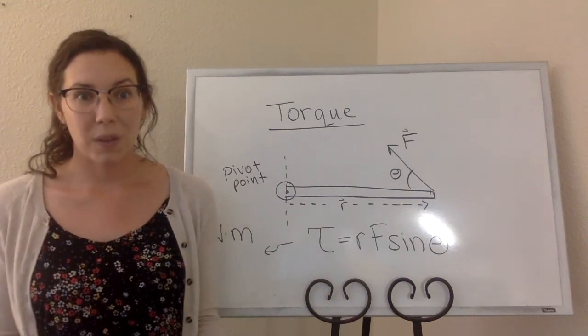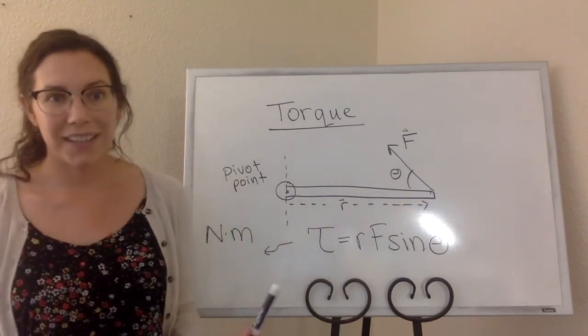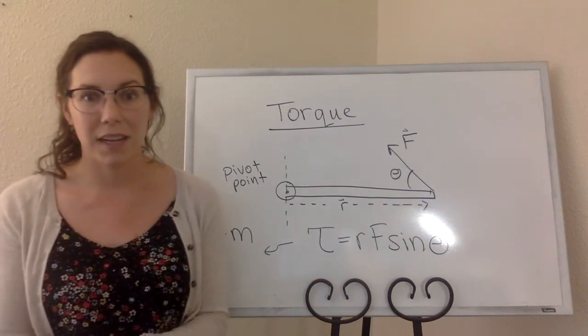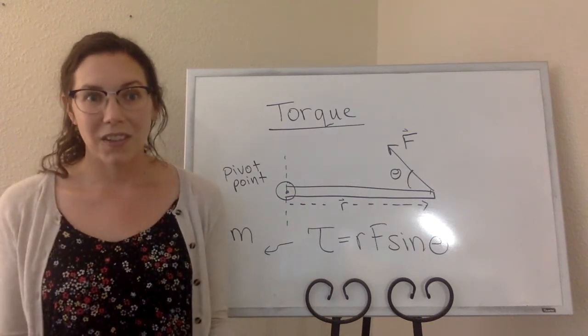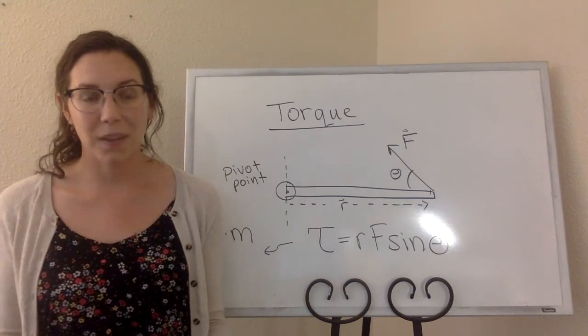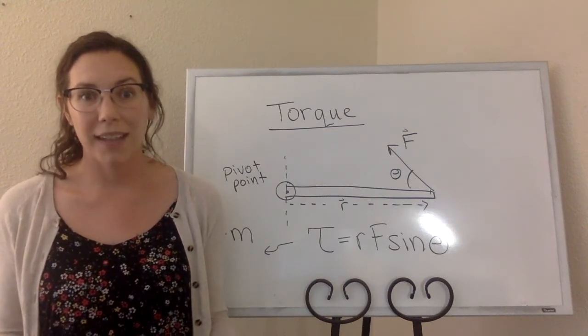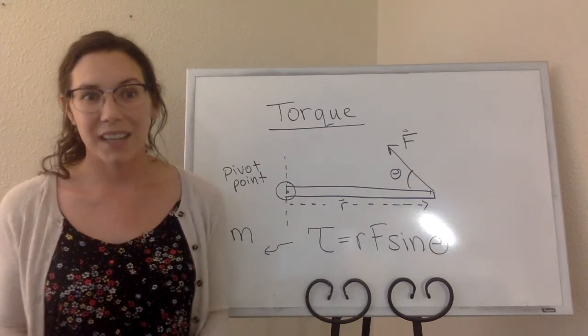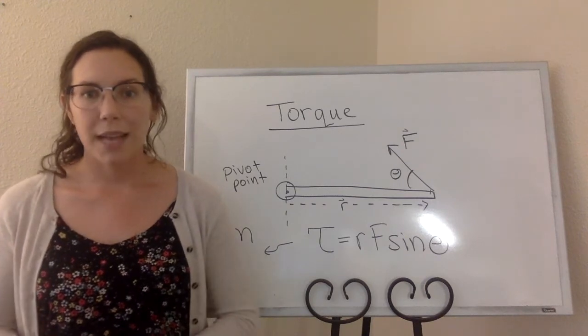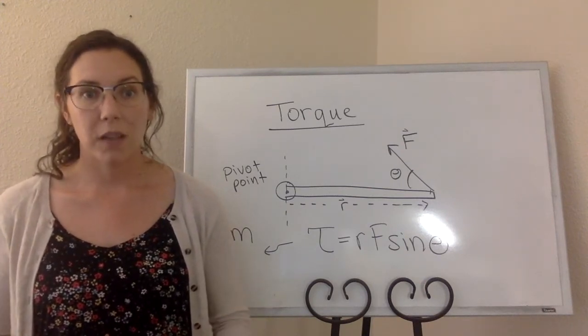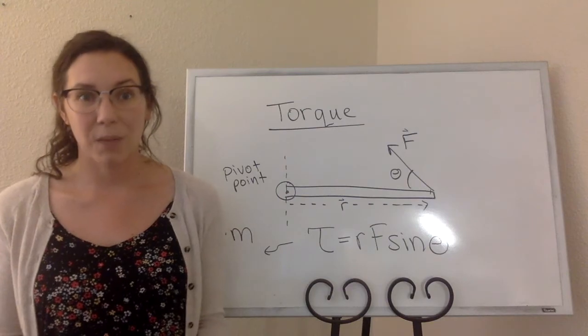Torque is a vector quantity. It's measured in Newton meters, and it has a sign associated with it. The conventional sign for torque is that any force that would rotate an object counterclockwise creates a positive torque, whereas any forces that would rotate the object clockwise create a negative torque.